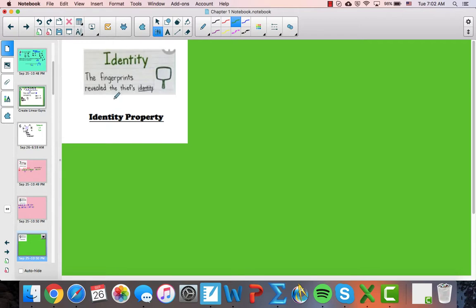All right, so the identity property, important. The fingerprints revealed the thief's identity, okay? That means, how do you get back to yourself? Well, with addition, what can I add to A to get A? The only thing you can add to A to be left with A is a 0. And with multiplication, how do I get from A to A using a number? Well, I'd be multiplying by 1. So it's called the identity property.